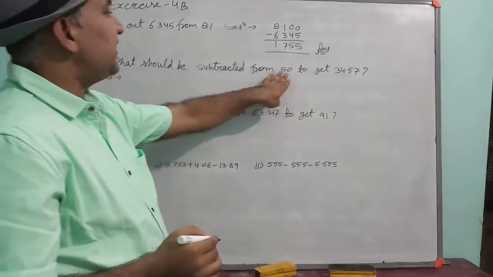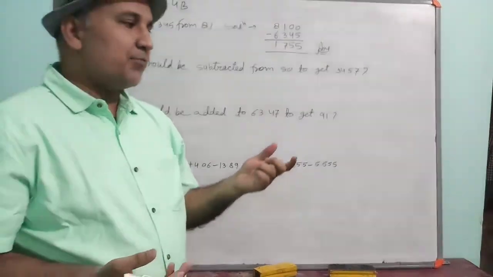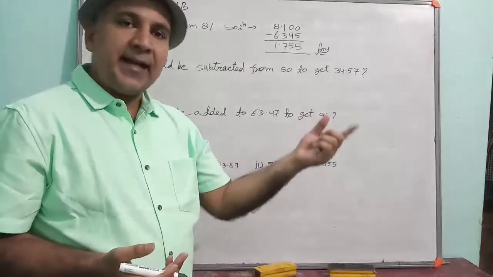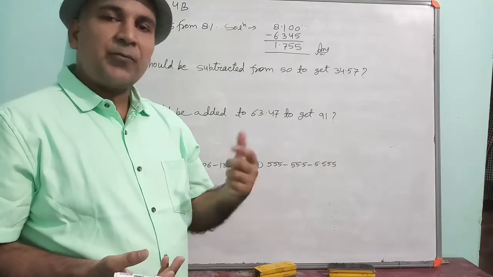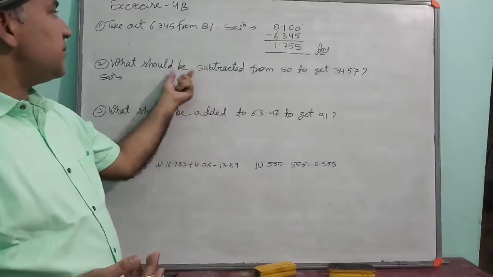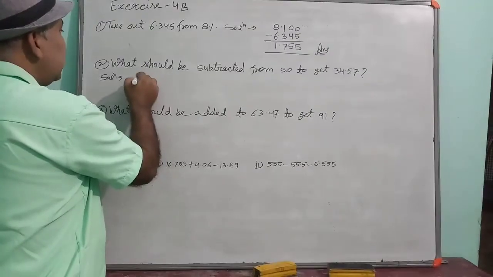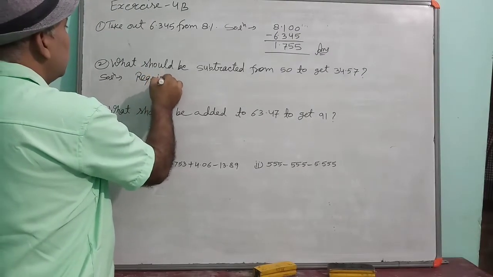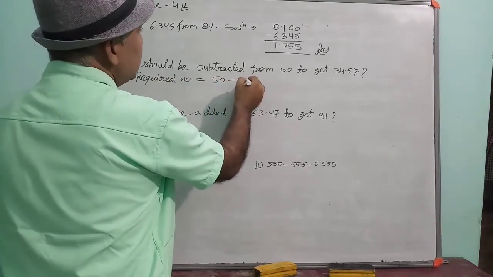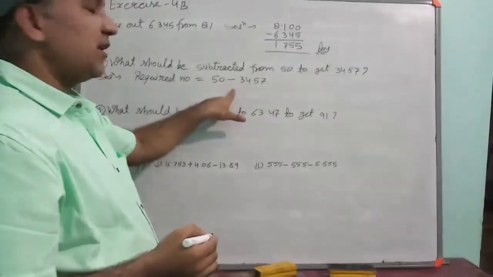Now here, what should be subtracted from 50 to get this number? This is same as what should be subtracted from 10 to get 8. You know the answer too, but from where does the answer come? 10 minus 8. It means if your statement is this, what should be subtracted from the first number to get the second number, then your answer will be first number minus second number. This is in the equation form.